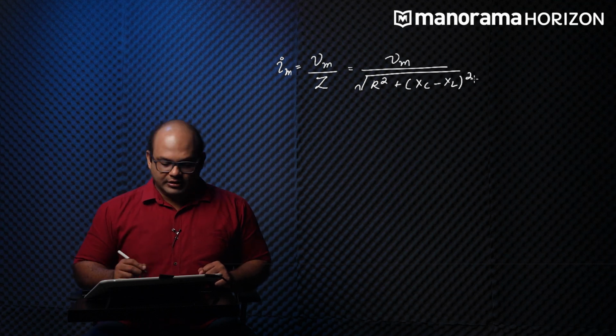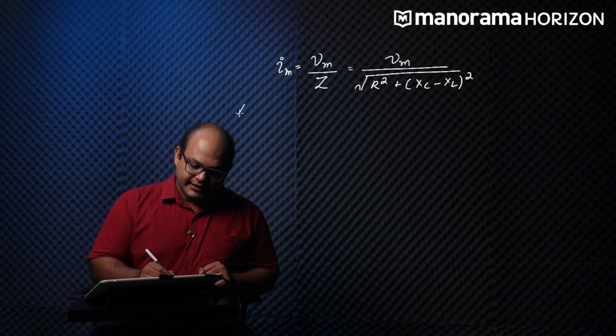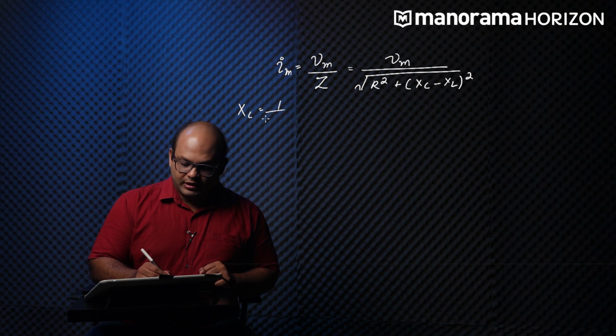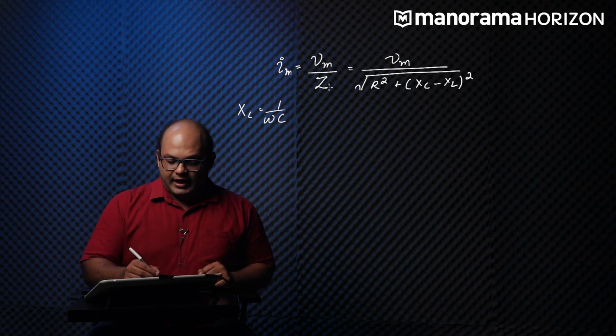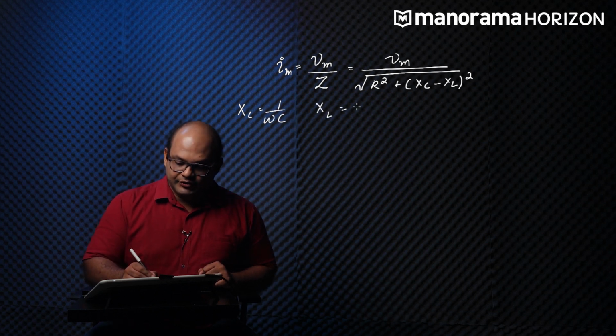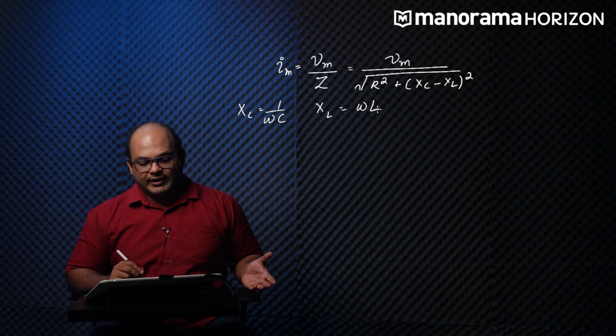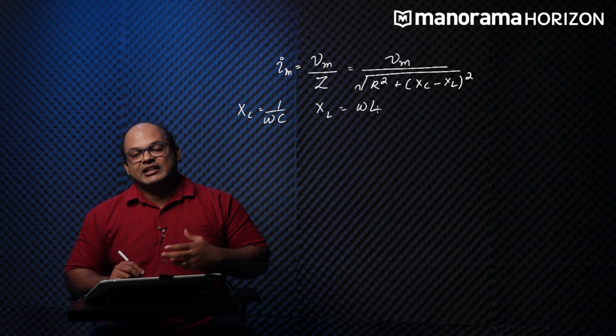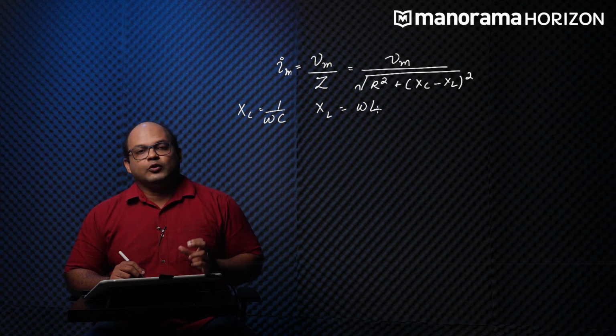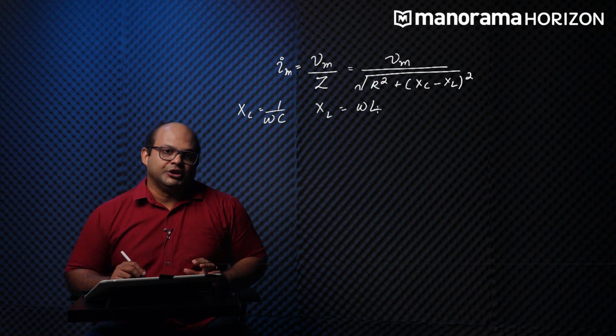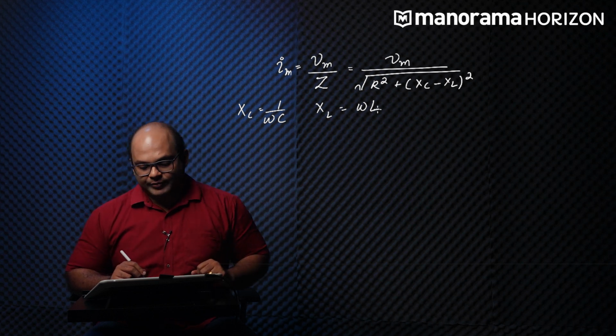Let's recall what we had learned earlier. We already know that Xc is given as 1 upon omega C, and we also know that XL is given as omega L, where capital C is the capacitance of the capacitor, capital L is the self-inductance of the inductor, and omega is the cyclic frequency measured in radians per second.